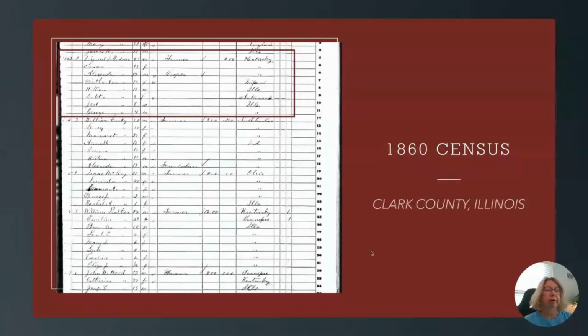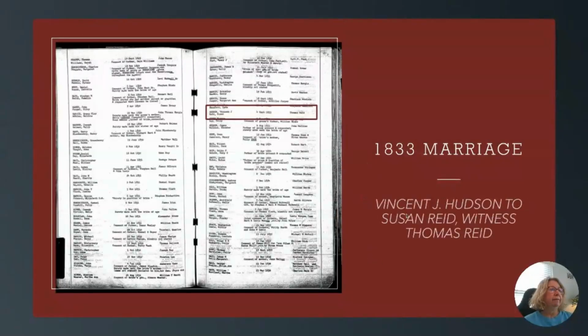Okay, so I also had a marriage record for Vincent J. Hudson, and I found out that he did indeed marry Susan Reed. So Susan on the census record is likely his wife, and they married in 1833. And the witness was Thomas Reed, so that's a key clue to another ancestor, possibly the father of Susan Reed, and we can use that to extend the line of Susan.